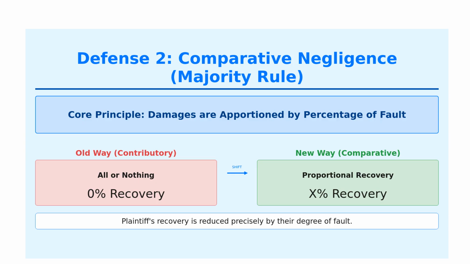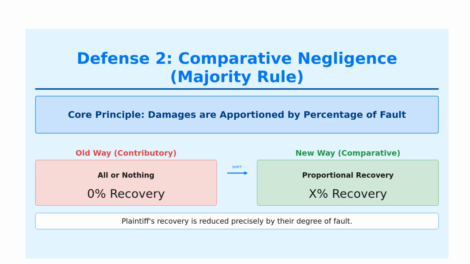The previous chapter established the harshness of contributory negligence, where any fault barred recovery. Now, we pivot to the modern approach adopted by most jurisdictions specifically to address that unfairness: comparative negligence. This system fundamentally shifts the focus from total bar to proportional responsibility. The core principle here is simple: damages are no longer an all-or-nothing proposition. Instead, the jury assigns a percentage of fault to every party involved, including the plaintiff.